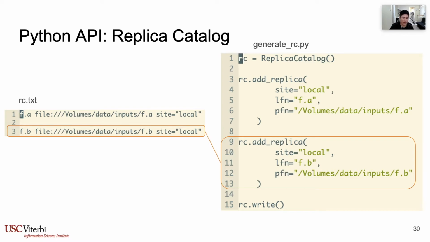So one thing to add here is that with the text-based version, you could have regex type of entries, and you can do the same thing with the Python API. Just check out the docs. There is an rc.add regex replica.